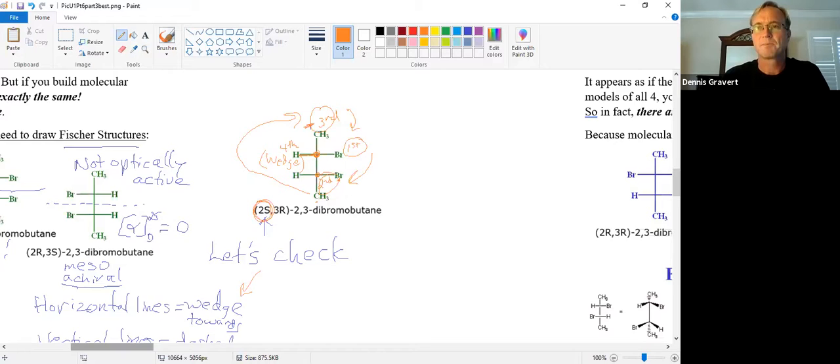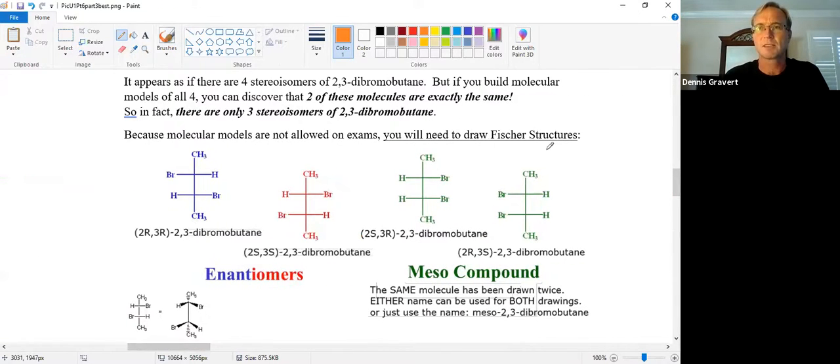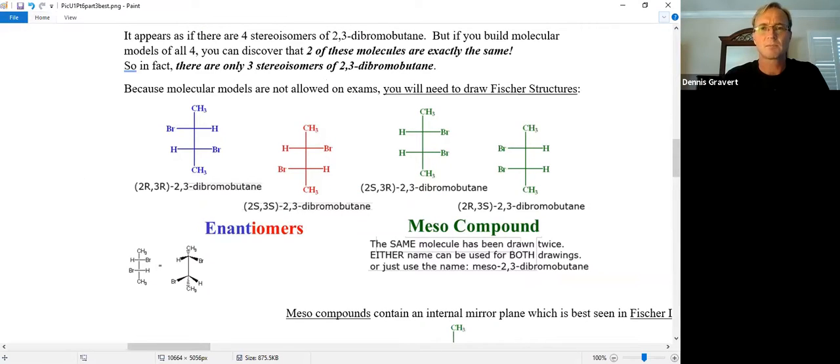Cool. All right. Let's take a look at this page. I forget something. Yeah, some terms. You got meso. We know that one. If you find your internal mirror plane, there it is. Top half's the mirror image of the bottom half. Here's the plane of symmetry. That's not a chiral molecule anymore. Same is true for this one. Those are meso.